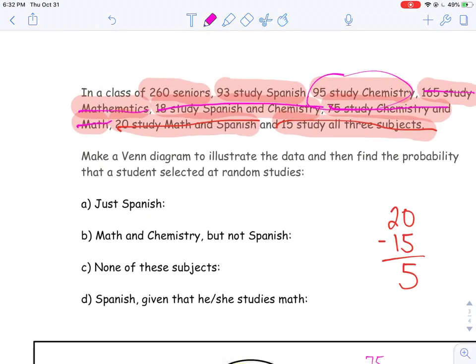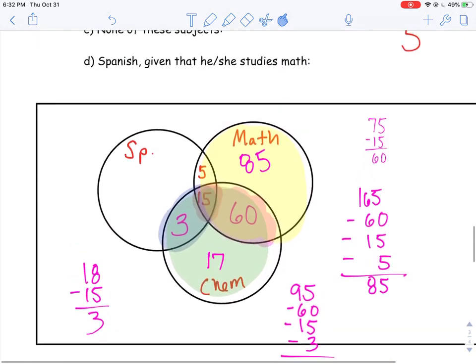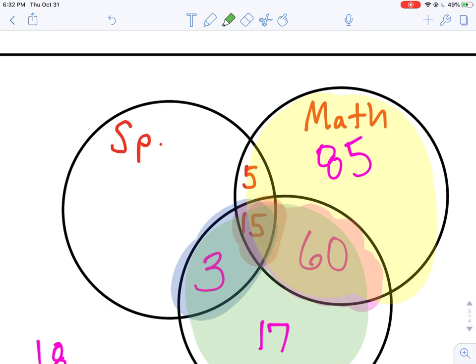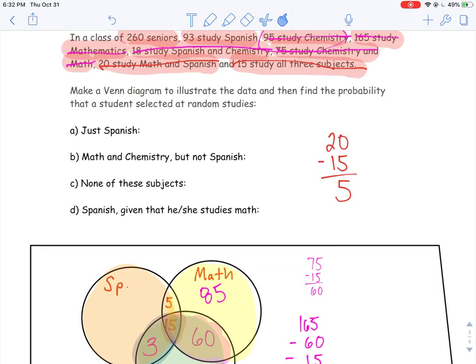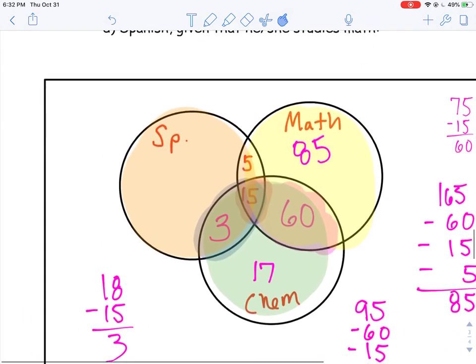Now I have 93 who study Spanish. All right, so hopefully you're catching on to what I'm going to do here. Again, I'm going to look at the whole circle. This whole circle represents those who study Spanish because it doesn't say anything about them only studying Spanish. I've got 93 who study Spanish.